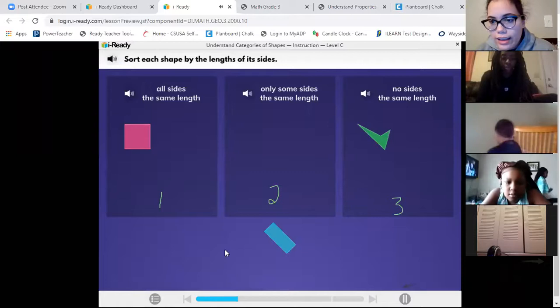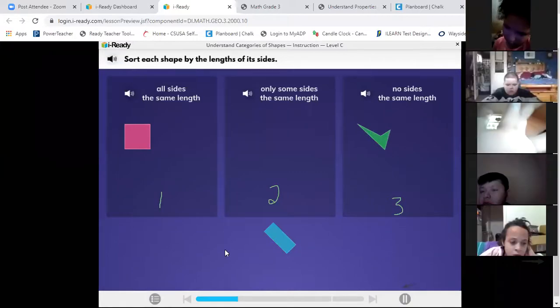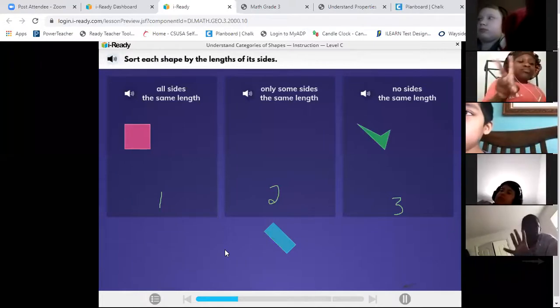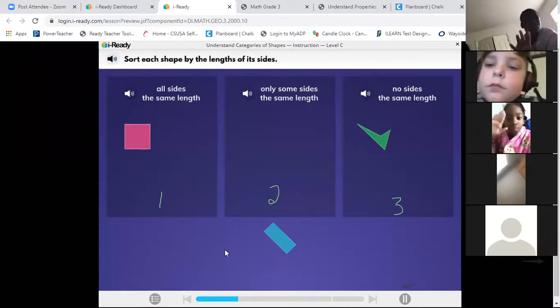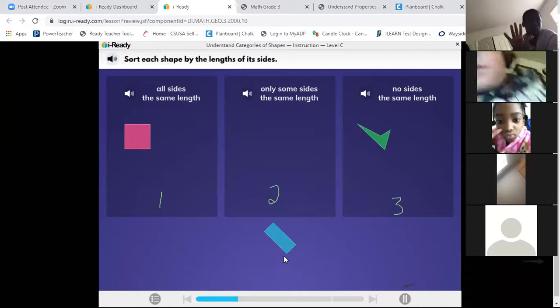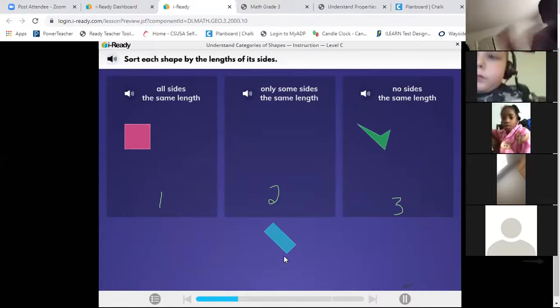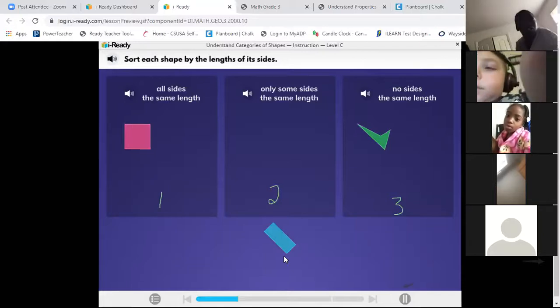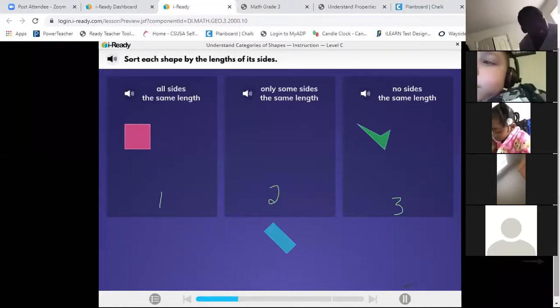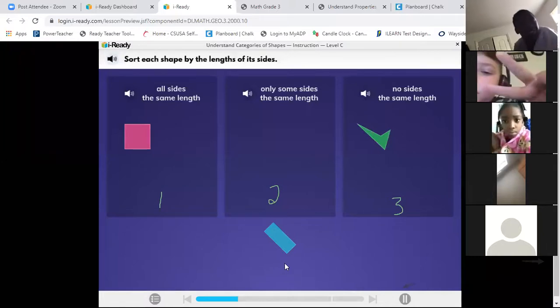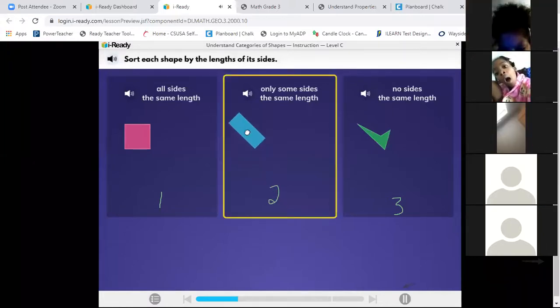Okay, this rectangle. Where does this rectangle go? Where's this rectangle go? Patience? Oh, okay, Patience. I'm sorry, I didn't hear you. The rectangle goes in, I think some are only the same length. Some sides are the same length.